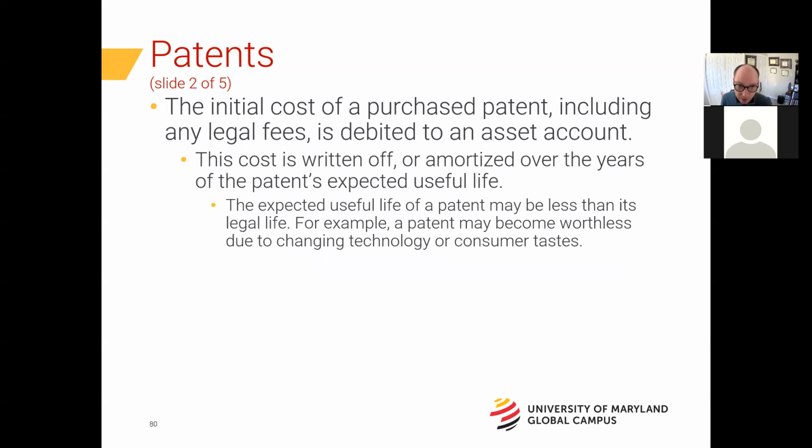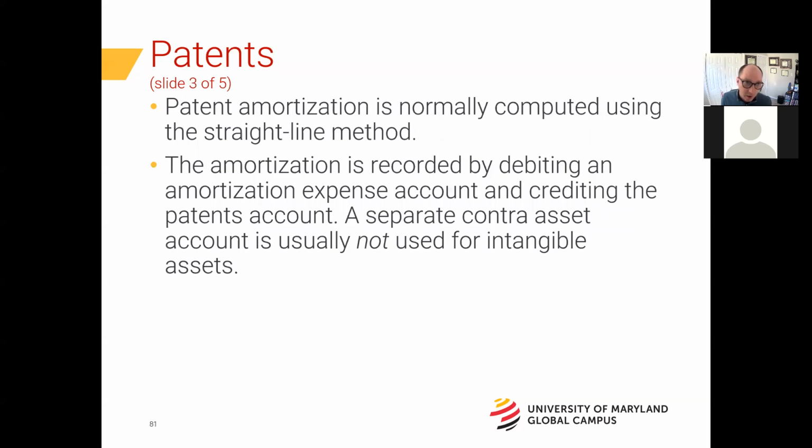But before we expense them out, the way it works is, because a patent is an asset, just like a piece of equipment, there's a cost of acquiring the patent. So it's the initial cost of a purchased patent, or if you're making your own patent, it's the filing fees, plus legal fees, plus whatever else, that is the total initial cost of the patent. Those costs are written off, or amortized, over the years of the patent's useful life, 20 years, right? Patent amortization is computed using the straight line method.